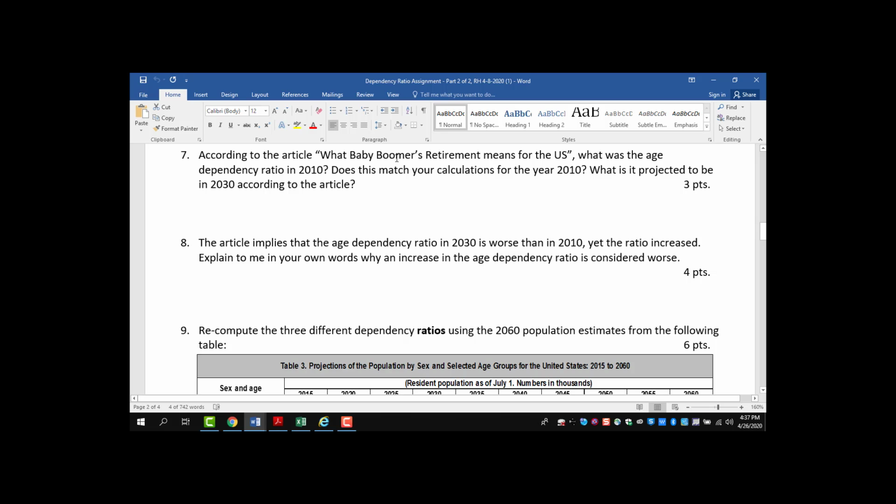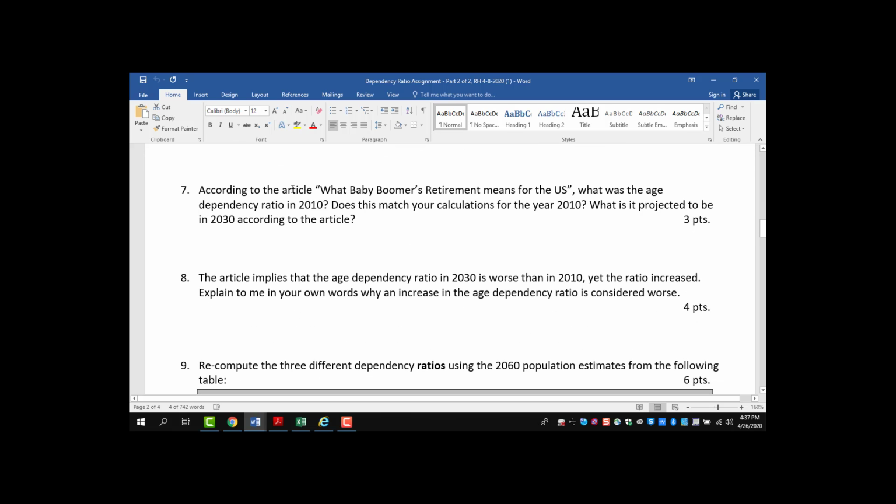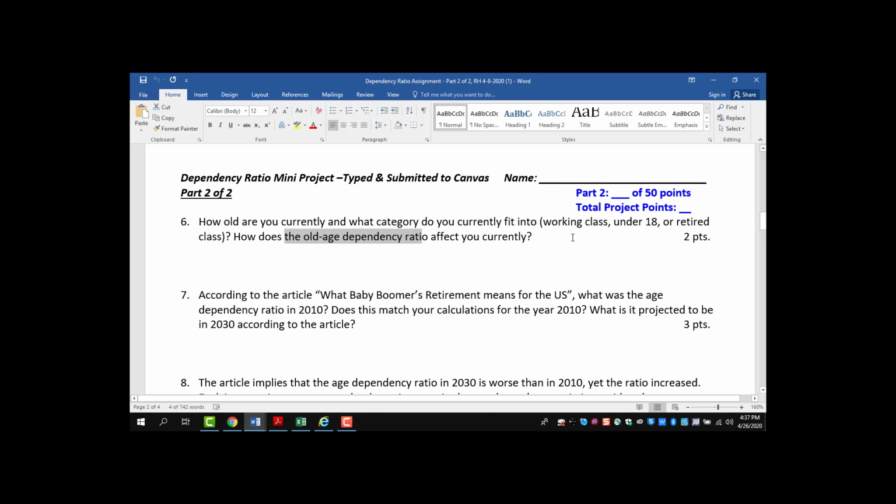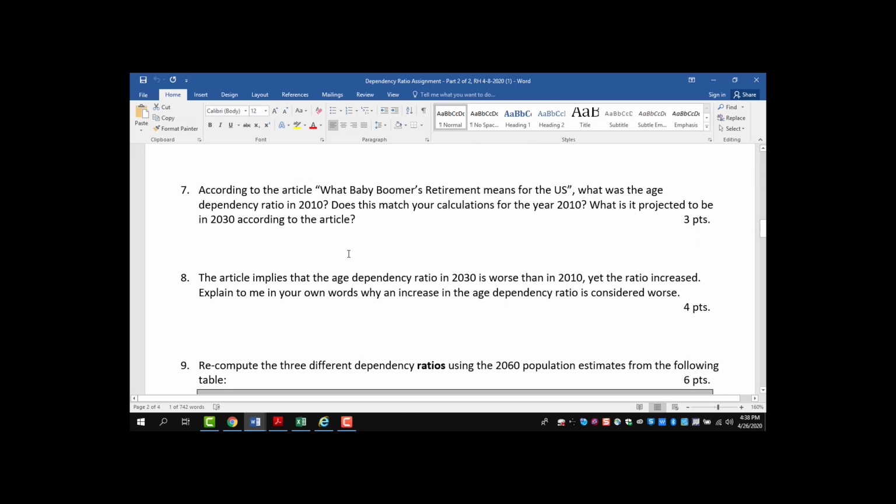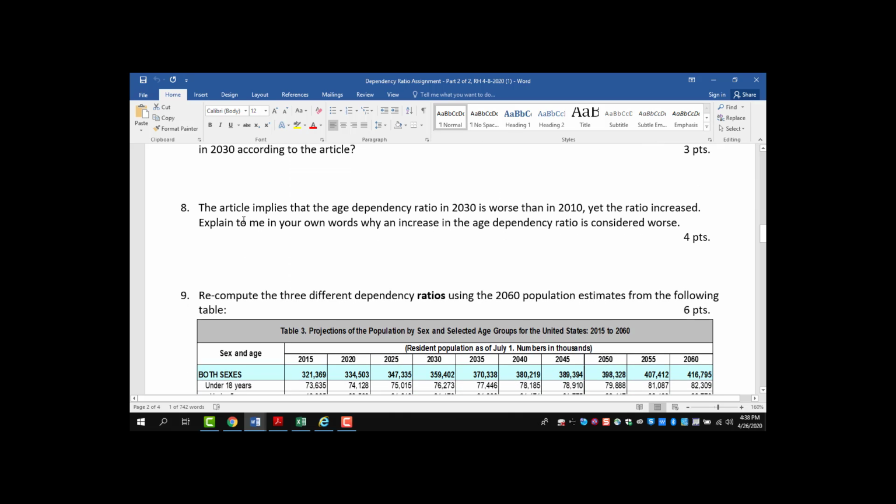Okay, according to the article, what does baby boomer retirement mean for the U.S.? Is that the first one? Well, according to the article, what baby boomer retirement means for the U.S. was the age dependency ratio in 2010? Does it match your calculations? What is it projected to be in 2030, according to the article? It probably doesn't match your calculations. They may have been using a different age group for the working class or a different age group for the retired class. So depending upon how they calculated it, it might not fit your calculations. I don't know. You have to read the article.